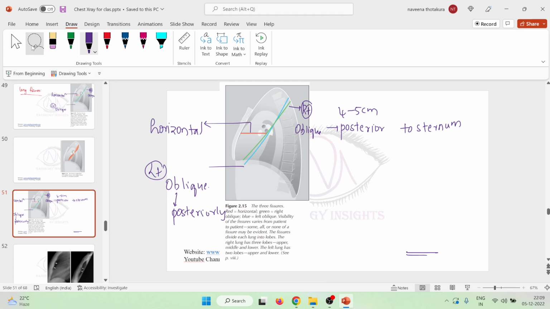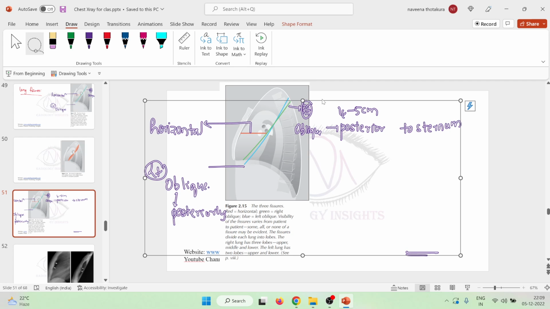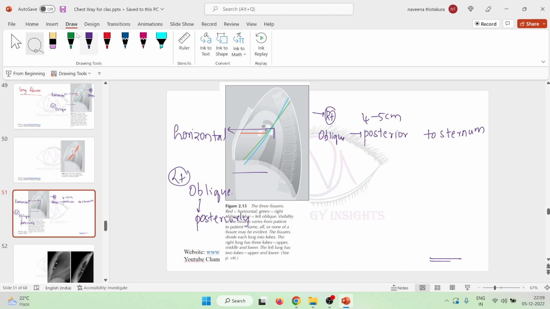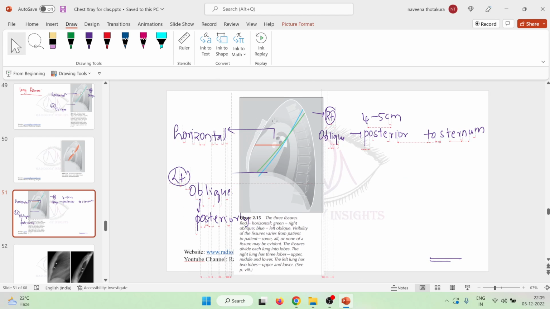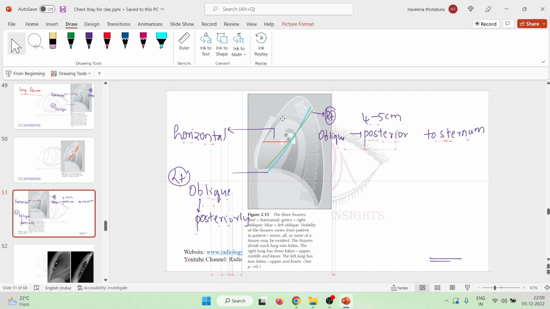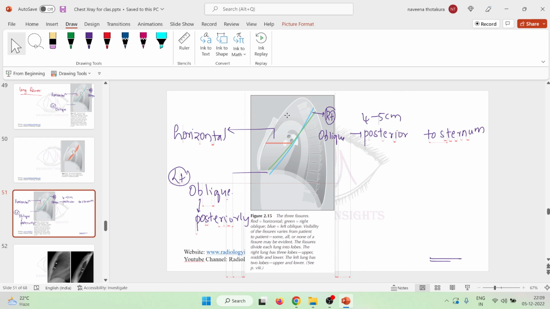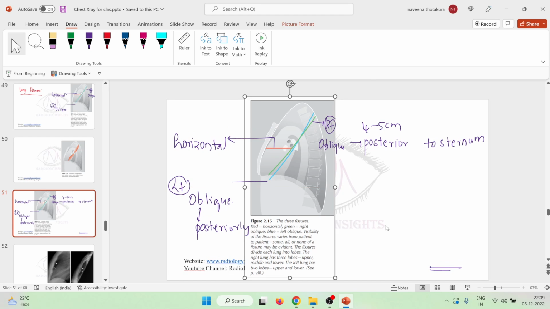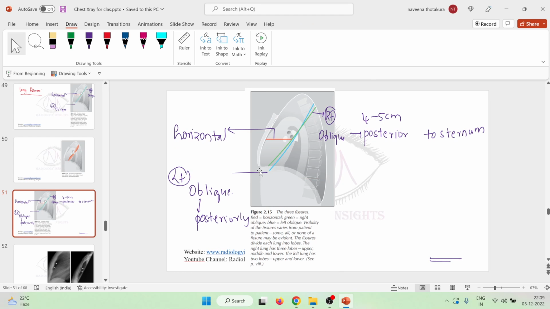This variation of right and left oblique fissures can also be seen in this X-ray. In the lateral X-ray, we can find which is the right oblique fissure and which is the left oblique fissure, and their differentiation is easier and can be done in the lateral chest X-ray.